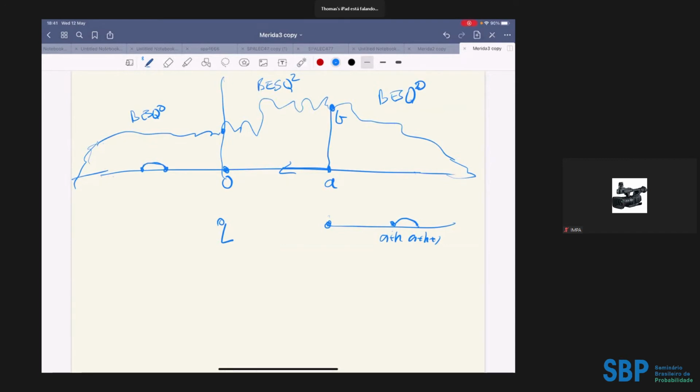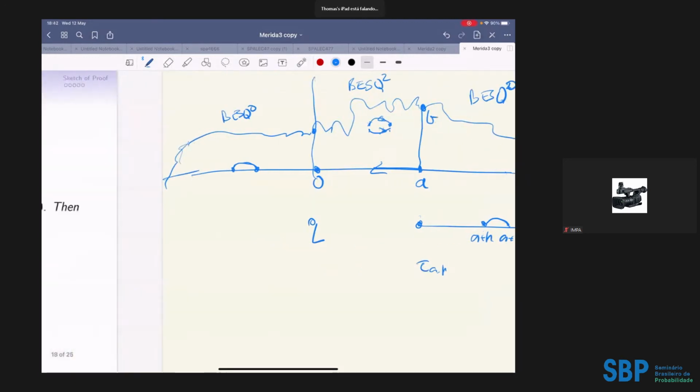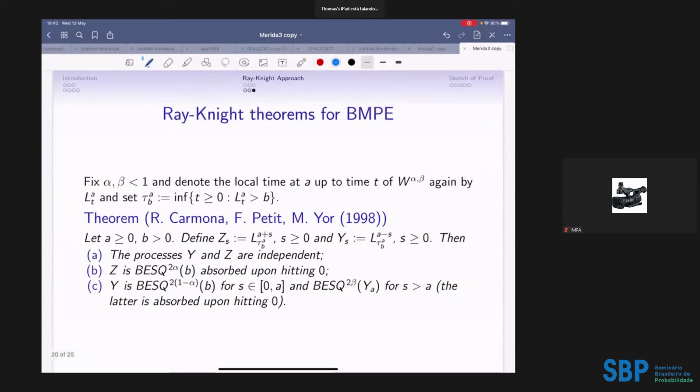You're ending up at A, because you're looking at it at time tau AB. But in here, the number of moves you make from here to here is going to be the number of moves from here to here plus 1. So that's giving a little bit of a kick here, which is why this is a Bessel squared 2 process here, okay?